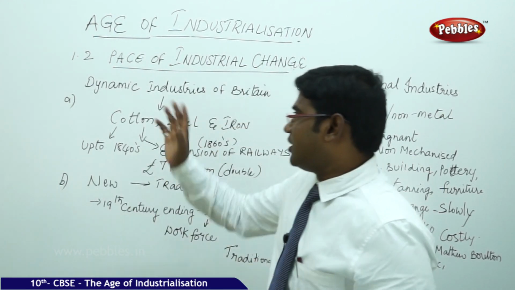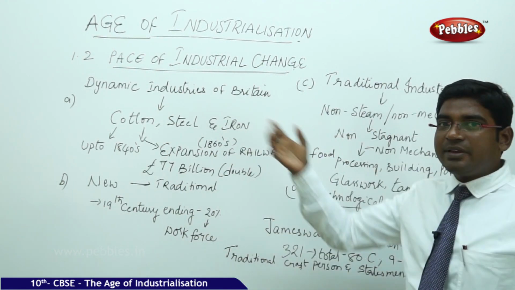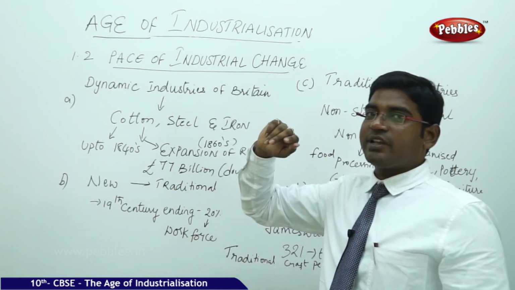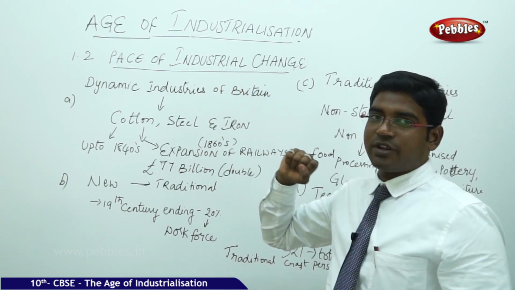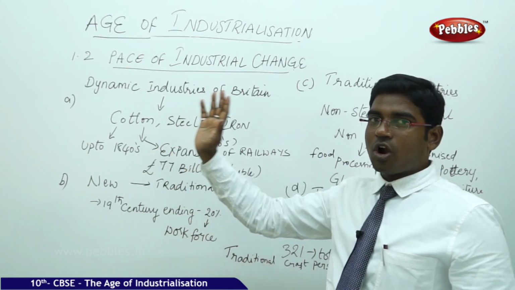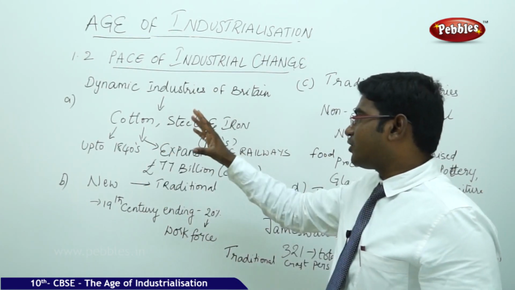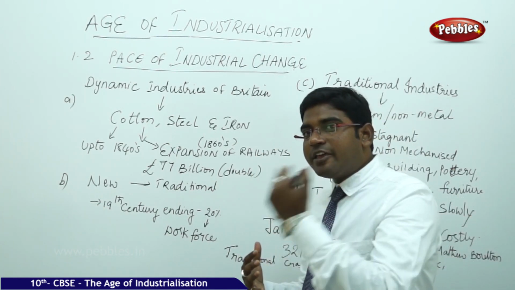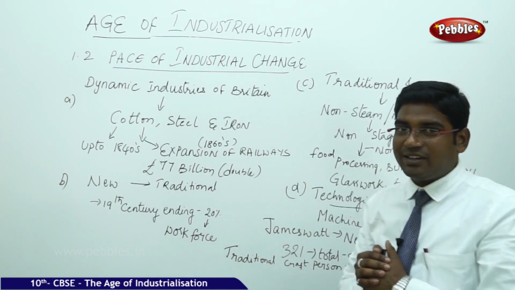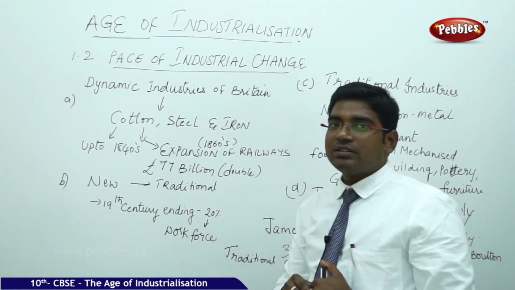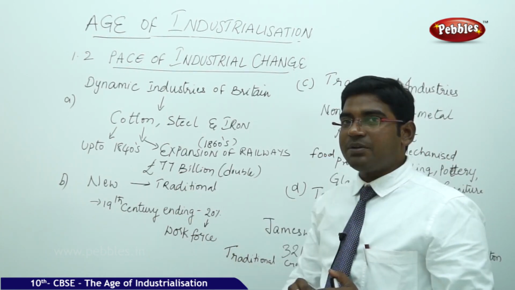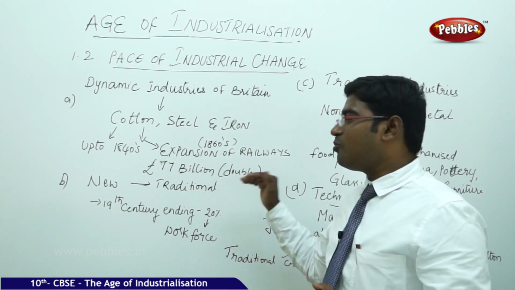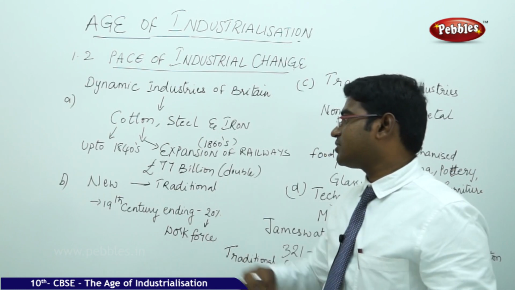So the first point is that the dynamic industries of Great Britain changed: cotton's place was taken over by the steel and iron industry. Up to the 1840s, cotton was the dominant one, but later the iron and steel industry took over the position, and the import income Britain was getting till that time got doubled to nearly 77 billion pounds. It was not a very small amount, and it was nearly more than 2 times the cotton's income.